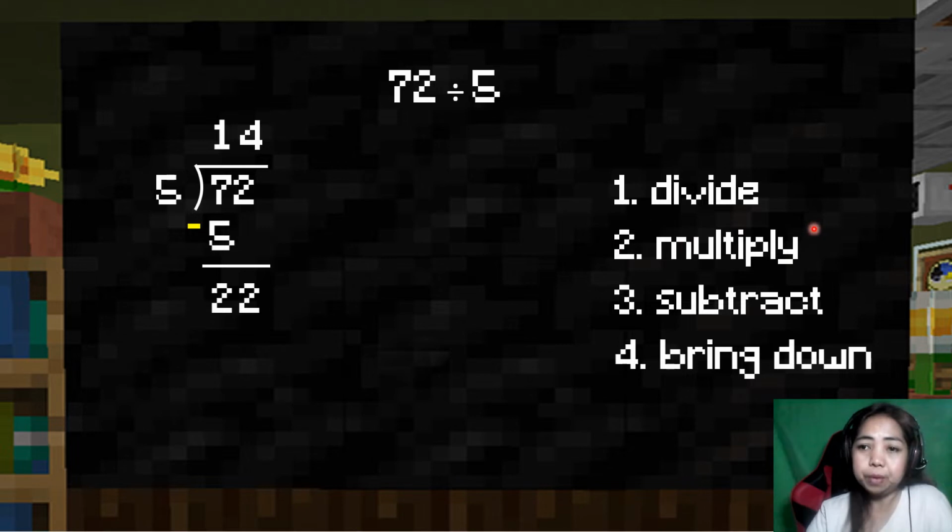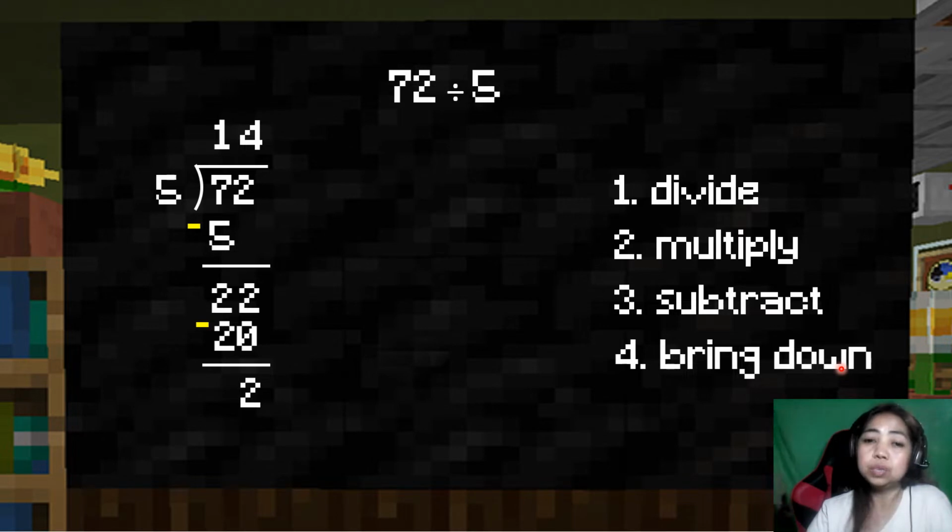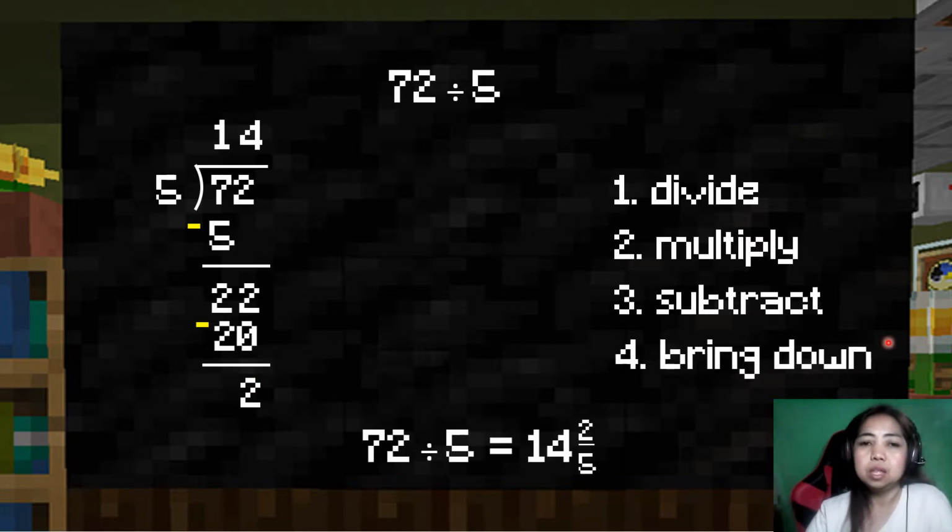Second step, multiply. So, we have 4 times 5 is 20. And then the third step is to subtract. So, 22 minus 20 is 2. Now, since wala na tayong ma-bring down, so we will remain as is. So, ganyan na lang. Now, we have 72 divided by 5 is equal to 14 and 2 over 5. So, ito kasi yung ating natitira. So, 2 here over this one.